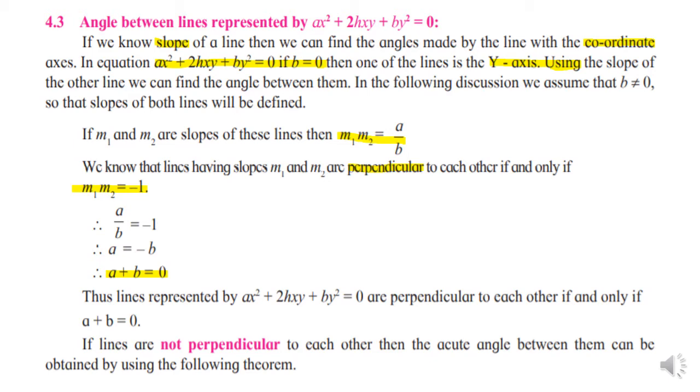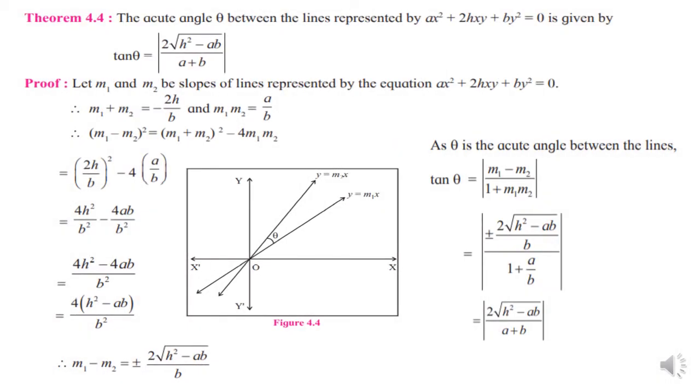Now suppose the lines are not perpendicular. See, perpendicular lines make angle of 90 degree with each other. Suppose the lines are not perpendicular, then we find the acute angle between them by using the next theorem. Theorem 4.4. The acute angle between the lines represented by ax square plus 2hxy plus by square is given as tan theta is equal to 2 root of h square minus ab upon a plus b.